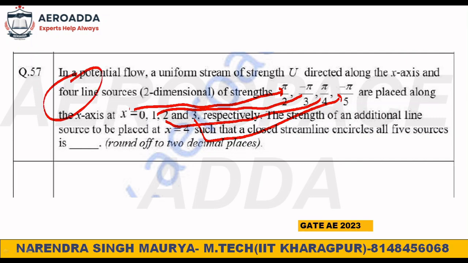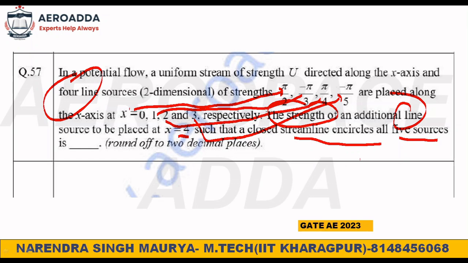4 were already there and one more they have added, the strength of an additional line source to be placed at x is equal to 4, such that a closed streamline encircles all 5 sources is what they are asking. The strength of an additional line source. Okay, they are asking for another source flow whatever you have added at x is equal to 4, what should be the strength of that. So they are asking the strength value. Okay, streamline encircling all 5 sources, that is okay.